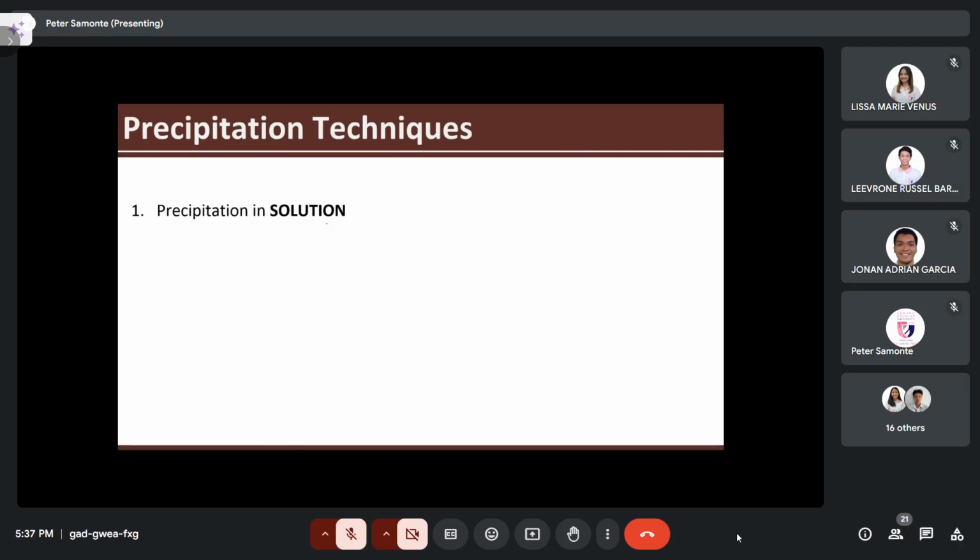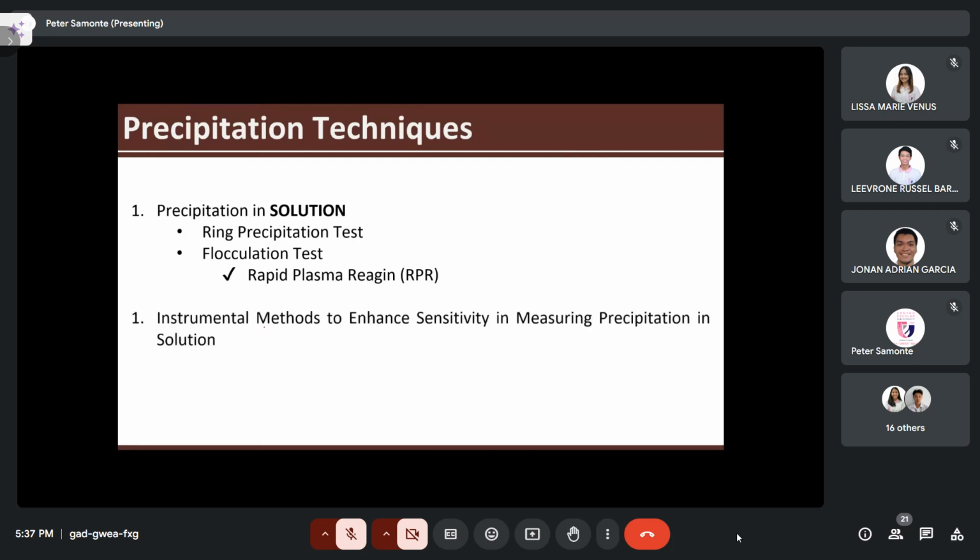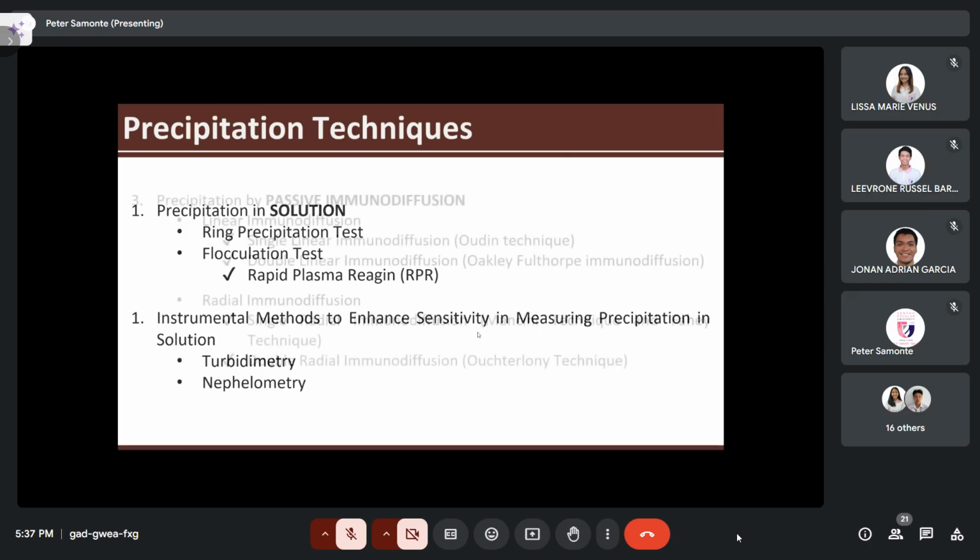Number one class is precipitation in solution. So there is what you call a ring precipitation test, flocculation tests. Under flocculation test, we have your rapid plasma reagent tests. Now, the instrumental methods to enhance sensitivity in measuring precipitation class are the following.